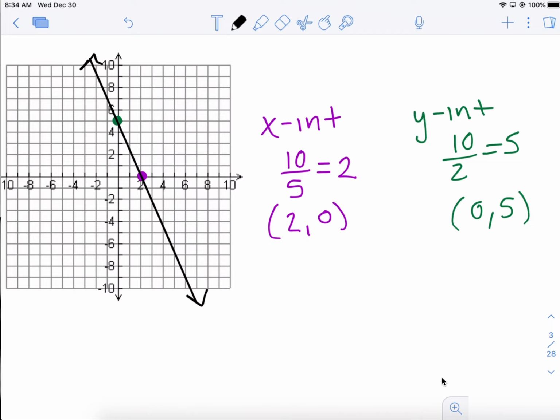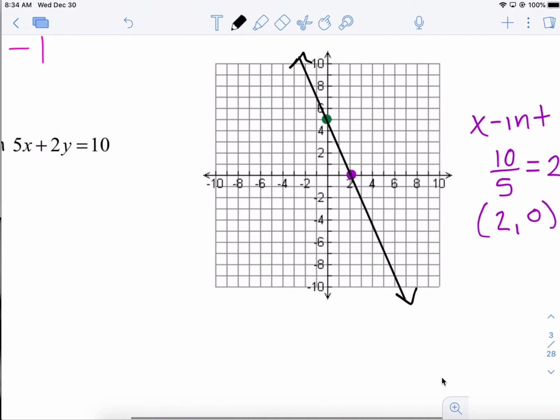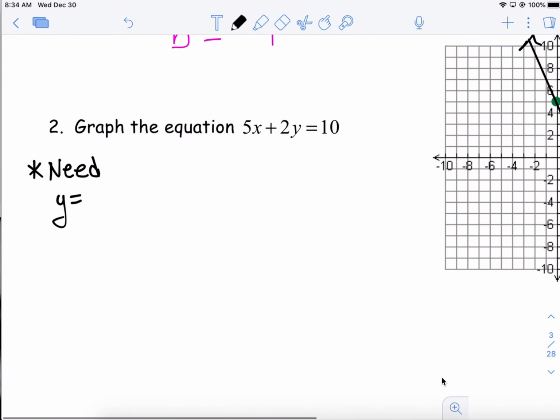I want to show you one more time doing a rewrite in case intercepts doesn't work. Let's say you did intercepts and you got a number like 10 over 4. I don't know where that 2.5 is on a graph. It's not going to be exact. So we would want to do it a different way. Okay? All right, let's say you needed to make it y equals.